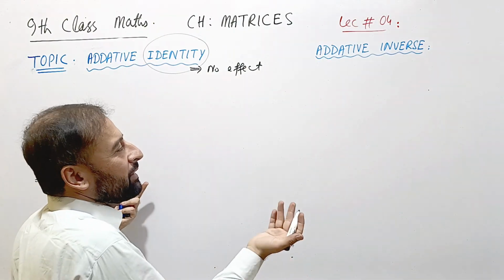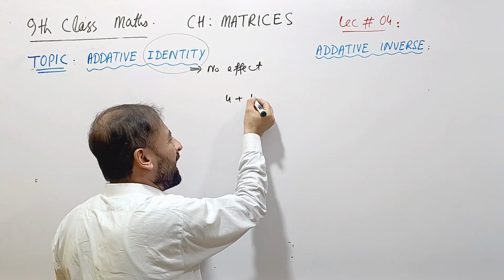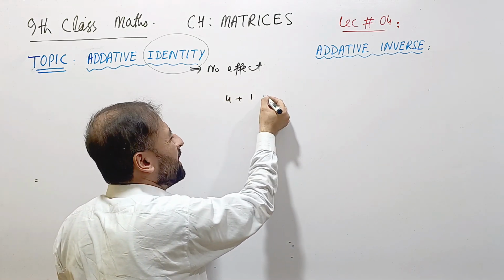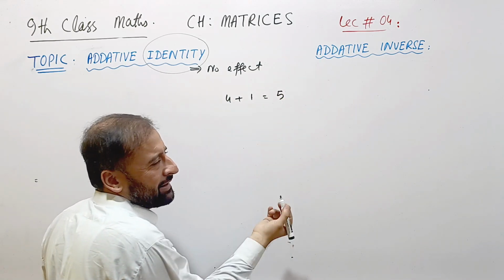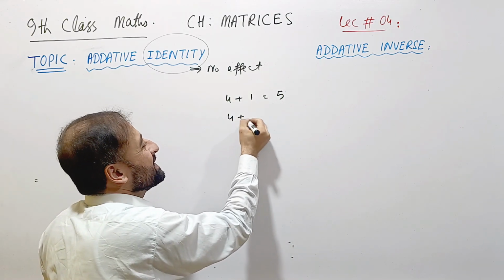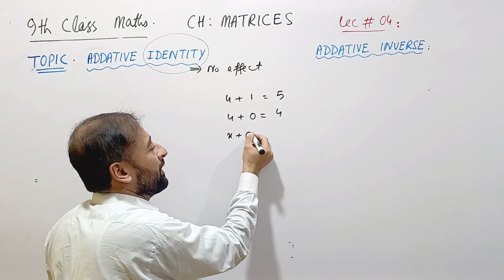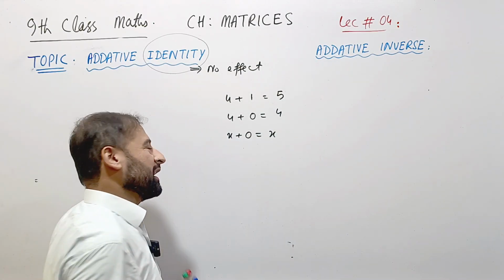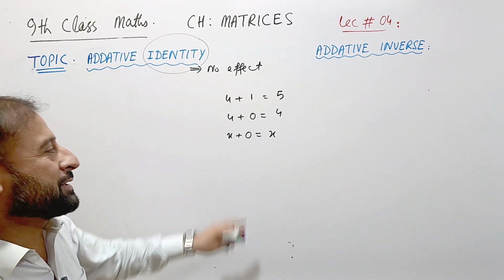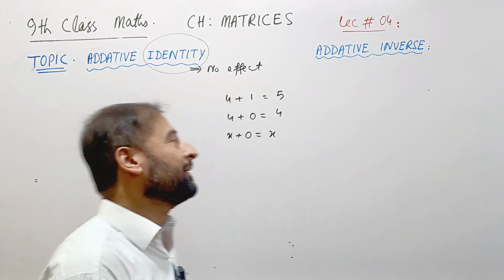For example, for numbers, if I add 1 with 4, it will change this number. Automatically, it will also change, and you get some new result. So it is not identity. But if you add 0 with 4, you get 4. x plus 0 is equal to x. Addition of 0 means nothing. It has no effect in addition. We say 0 is additive identity.